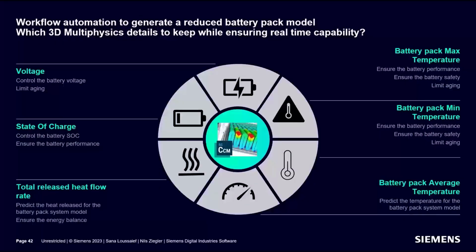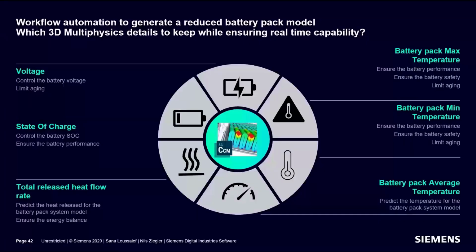The first step is to define which 3D multiphysics details we want to keep while ensuring real-time capability. Of course, we can customize these steps depending on the situation. In this example, we want to keep predicting the following results. The first one is the battery pack maximum temperature. We need to control the maximum temperature to ensure the battery safety and performance. In such a way, we detect the situations where the heat exchange is not sufficient to evacuate the heat flow from the cells. This also helps to limit the cell's degradation.